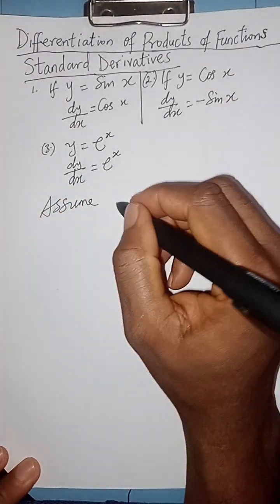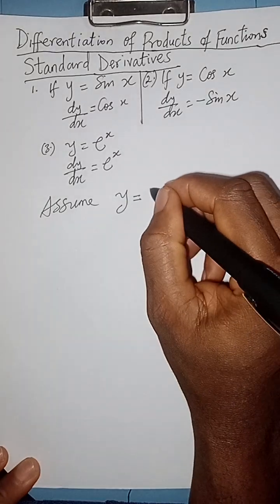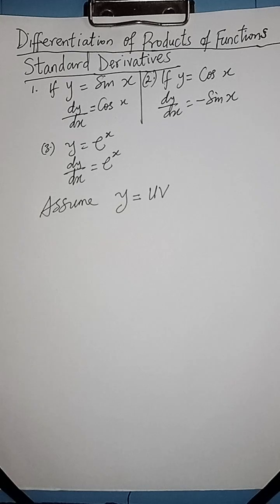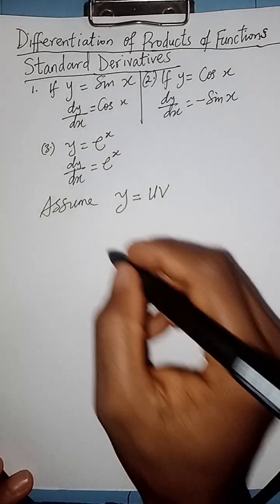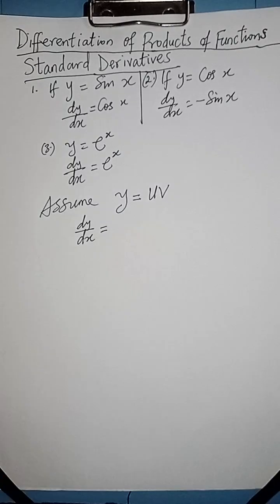Now, let's assume that we have y is equal to uv. In this case, u and v are functions of x. If I'm to differentiate this, the dy/dx, what will I have? Please pay attention to this. Again, it's going to be a guiding principle when we're differentiating products of functions.